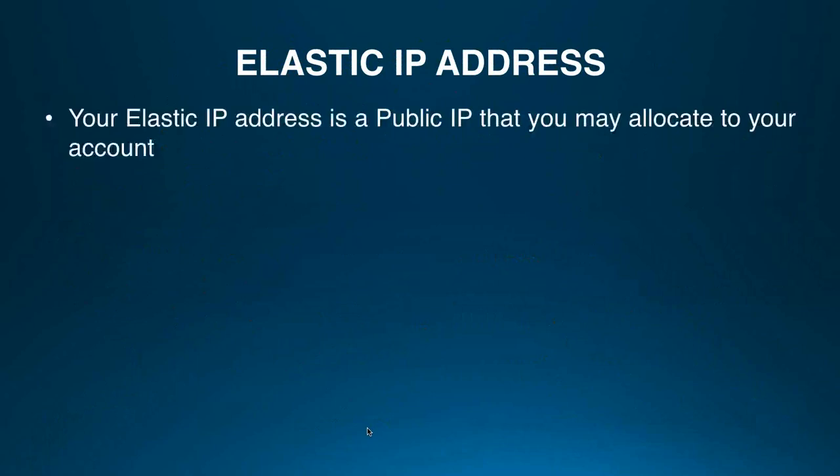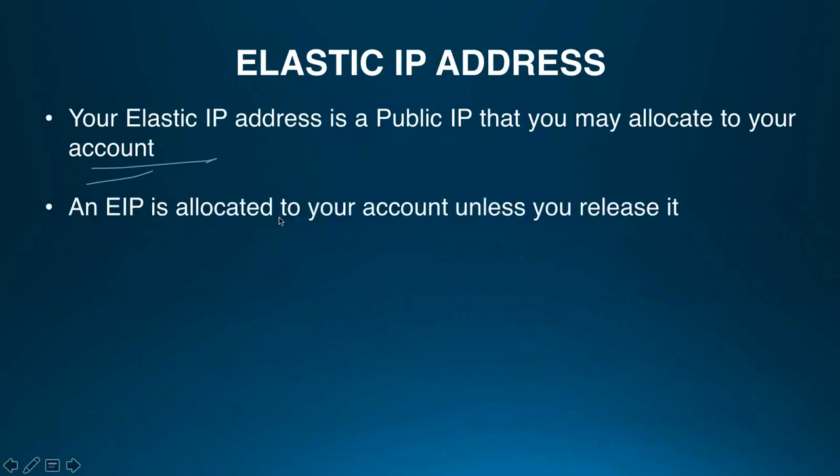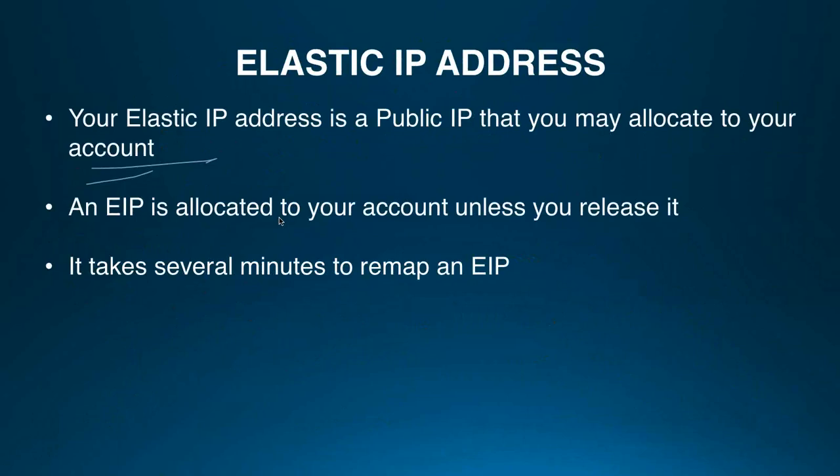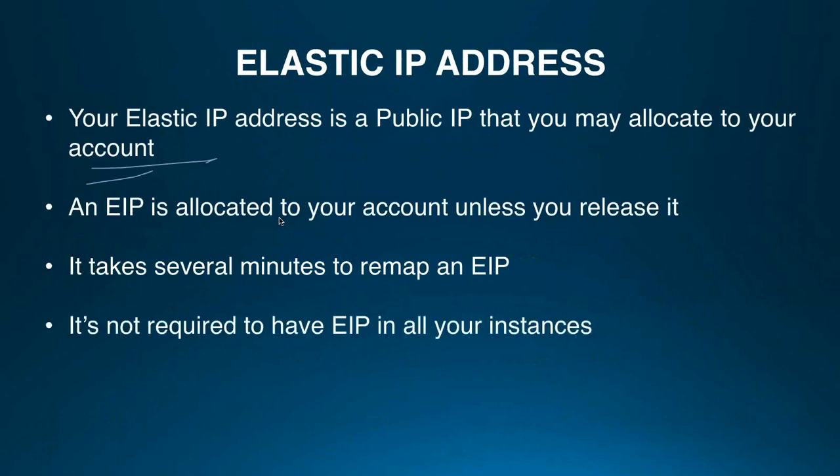Elastic IP addresses. An Elastic IP address is a public IP that you may allocate to your account. So this is for your account, not for the instance. An Elastic IP, or EIP, is allocated to your account unless you release it. It takes several minutes to remap an EIP. It's not required to have an Elastic IP on all your instances, so this is an optional thing to go for.